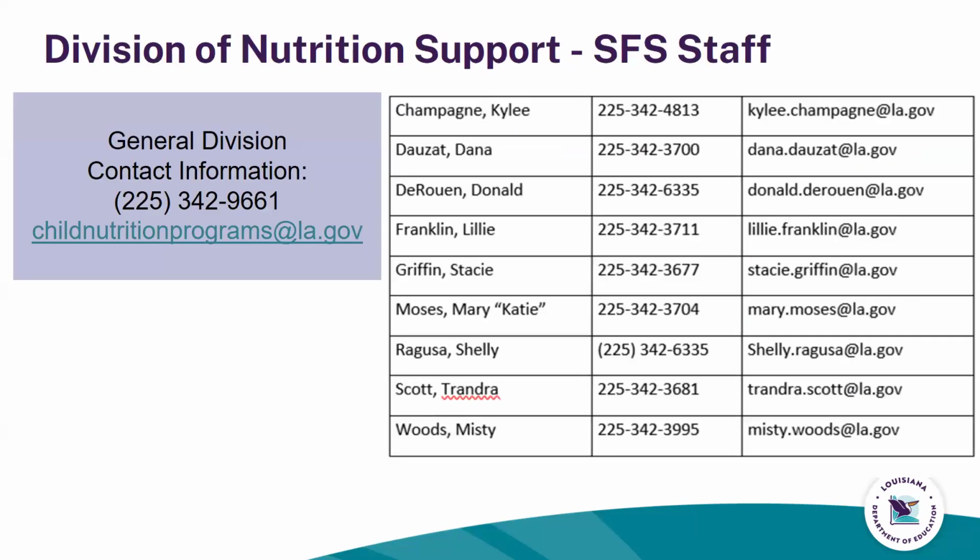And on all the monthly calls, I like to share the general division contact information, which is the main contact phone number and the main email address. And then this slide shows all of the school side staff with their phone numbers and email addresses. Again, I always tell everyone the quickest way to get in touch with someone or to get an answer is the general email address or the general phone number. In that way, that question can be directed to the correct person or the person that is available to answer the question at that time.